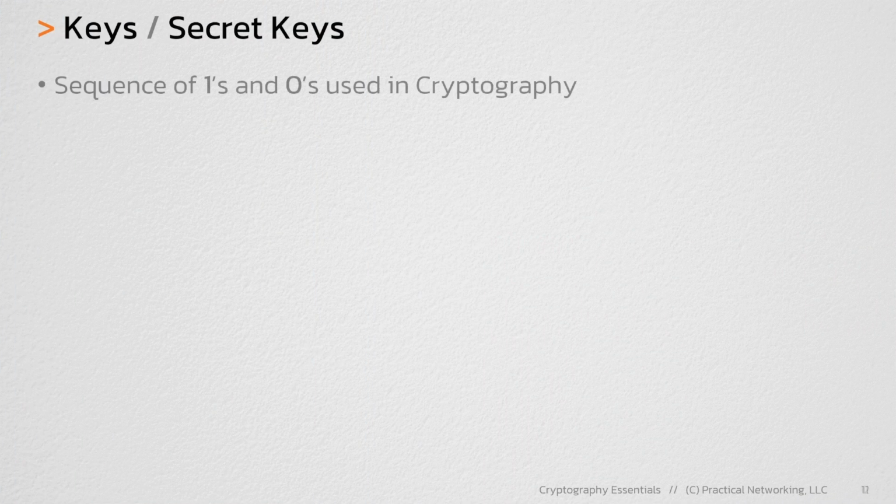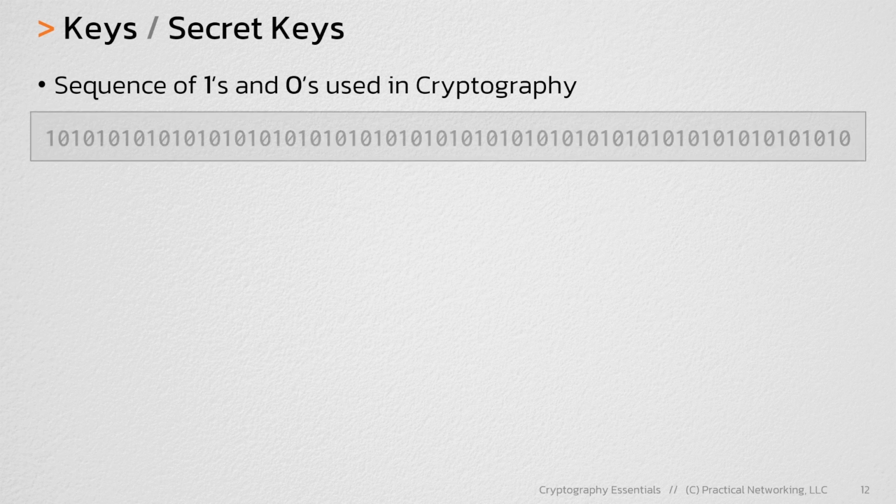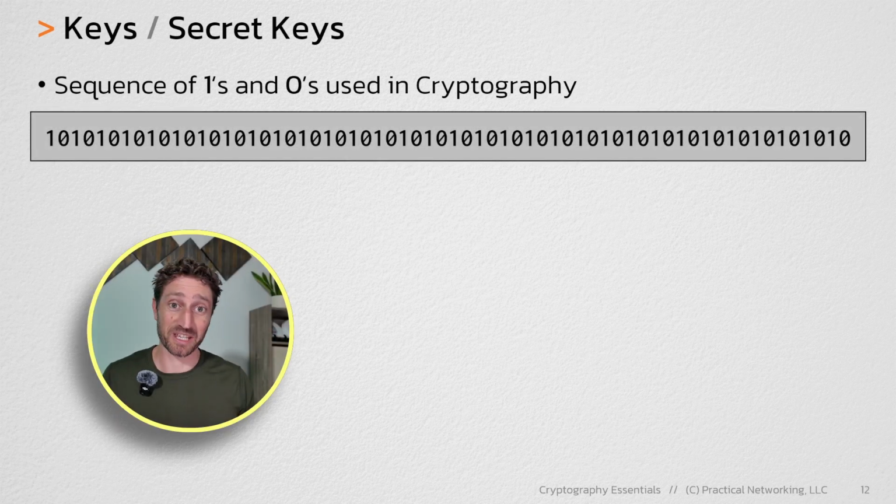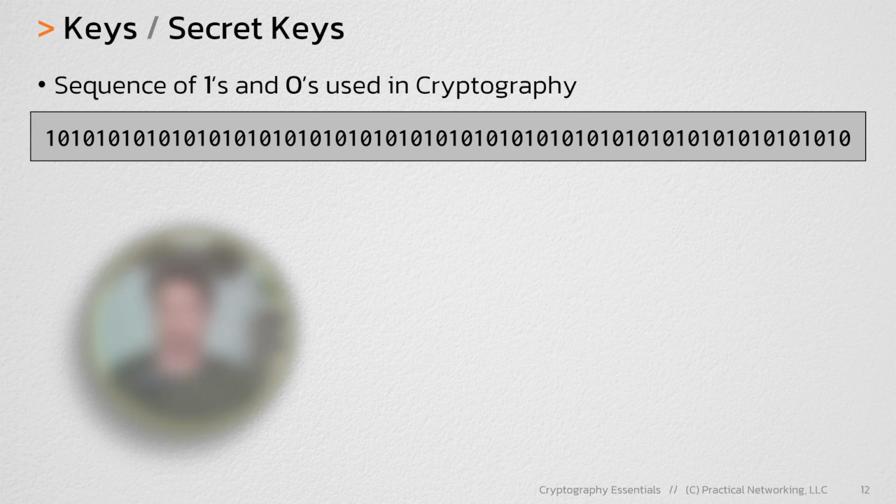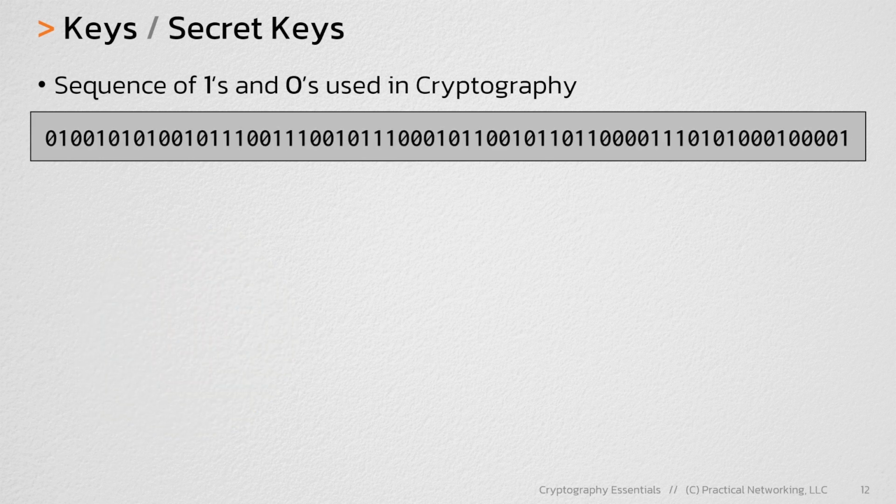Keys are any sequence of ones and zeros that are used in cryptography. For example, this is a key. It isn't a secret key because I've just showed it to you all, and it follows a predictable pattern. Generally, you want keys to appear a little bit more random. This is a better example of a key, and so is this. And what would make it a secret key is merely that this sequence is only shared or known by the intended parties.